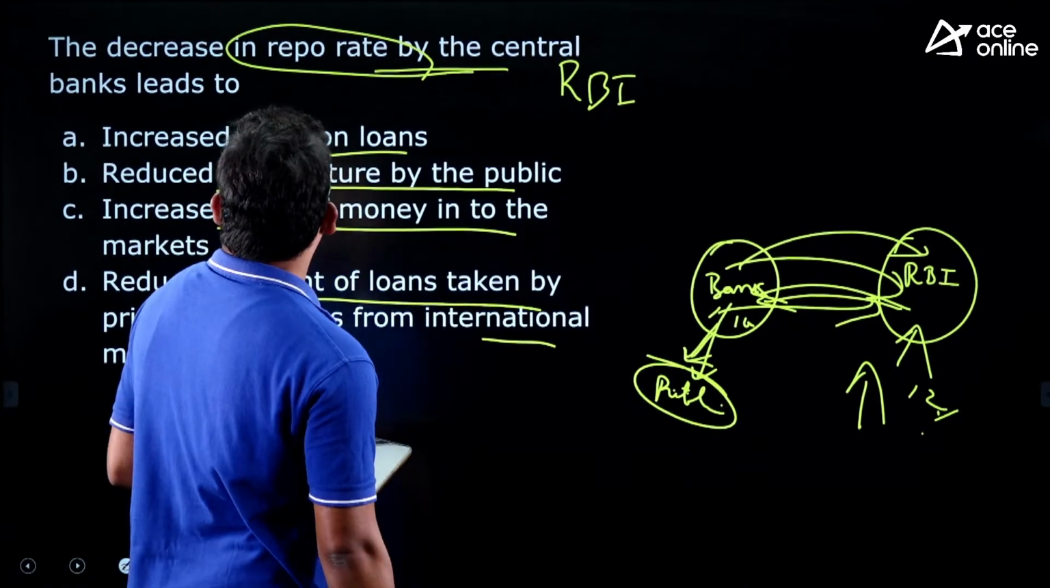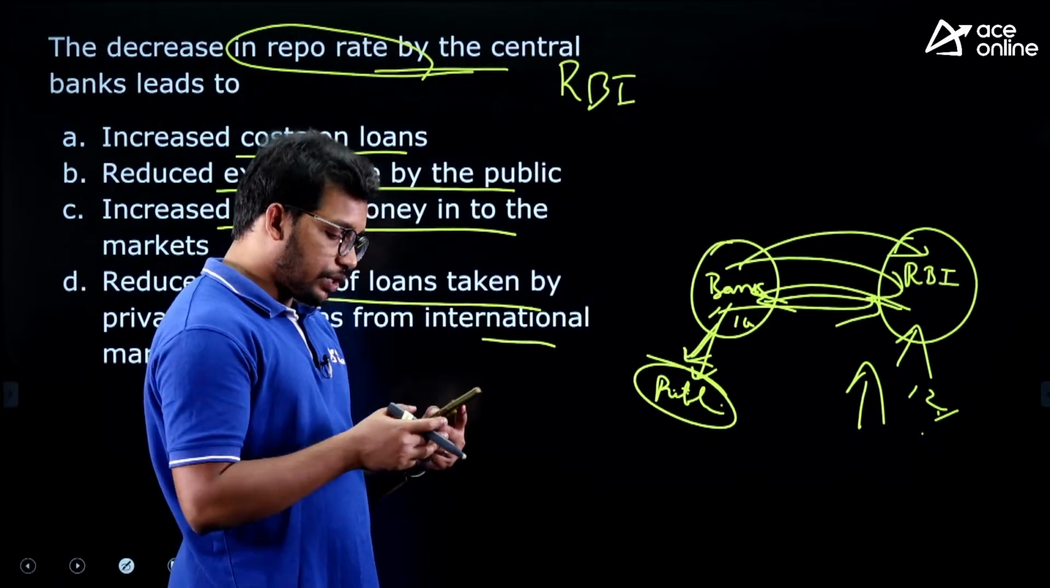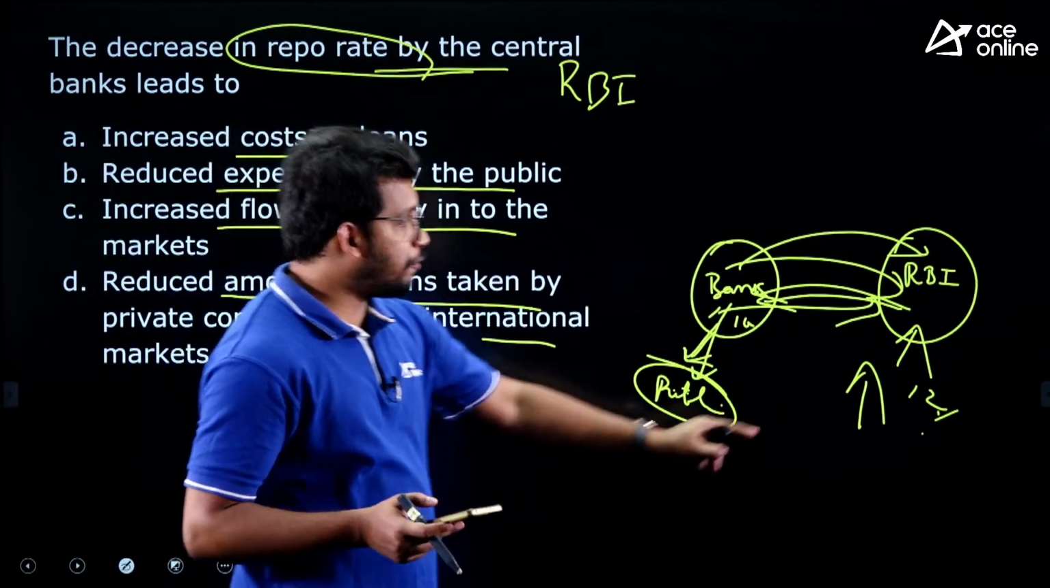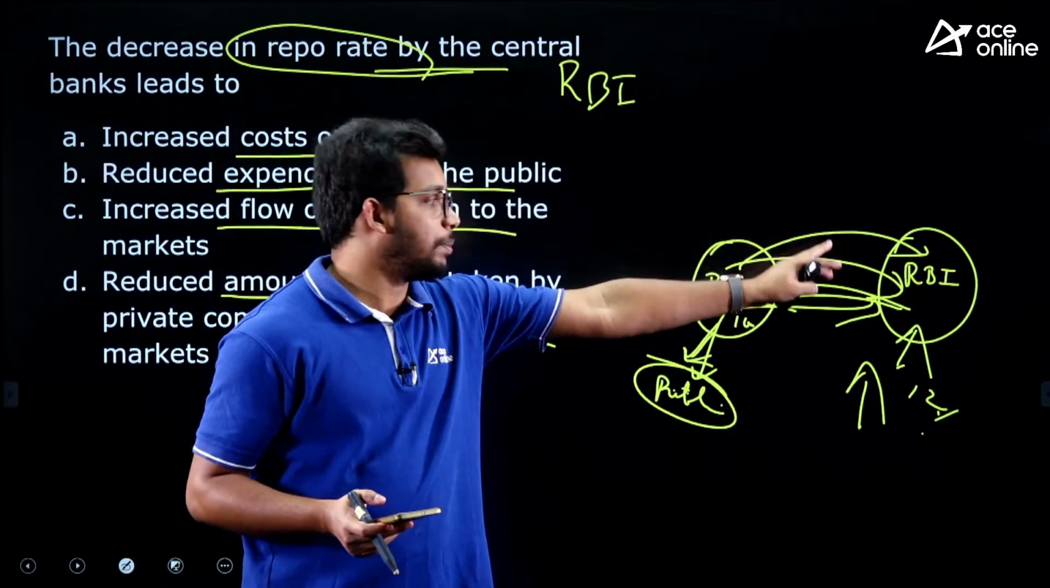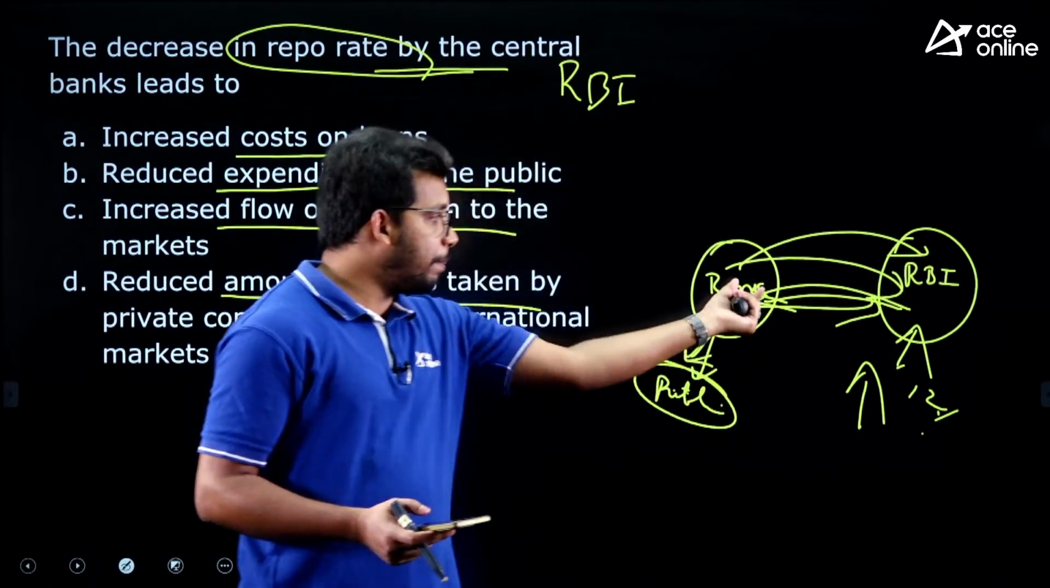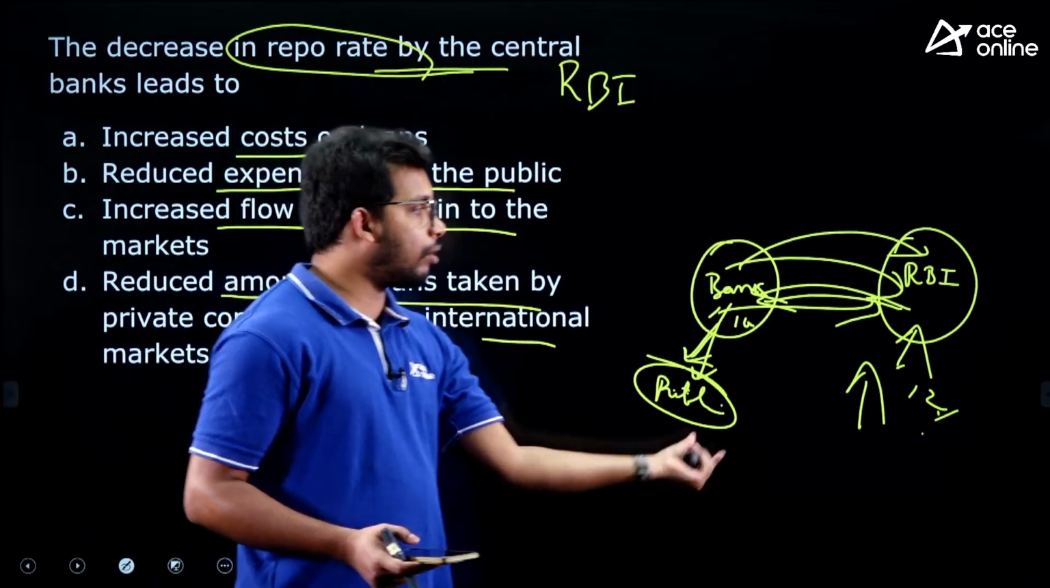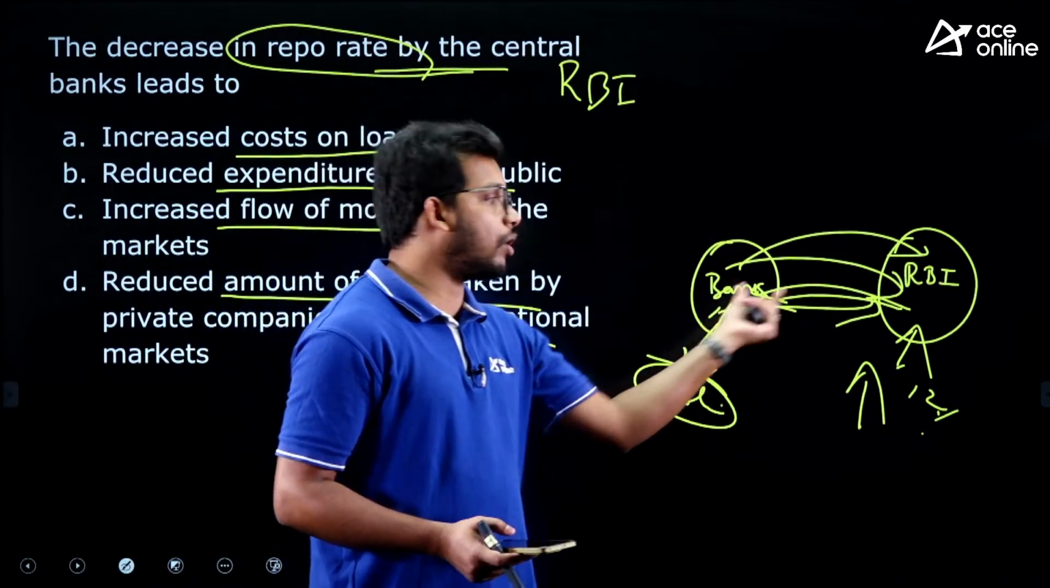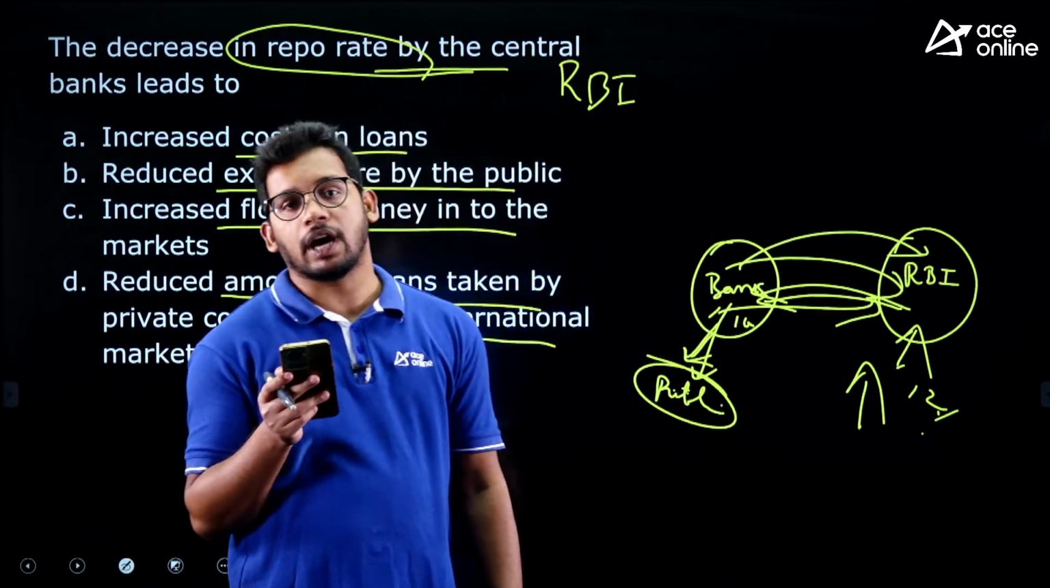Right? So answer this question that I have asked. If the repo rate is increased, that means the interest rate the RBI pays to the bank has increased. Will banks give more money or loans to the public, or will they lend it to the RBI?